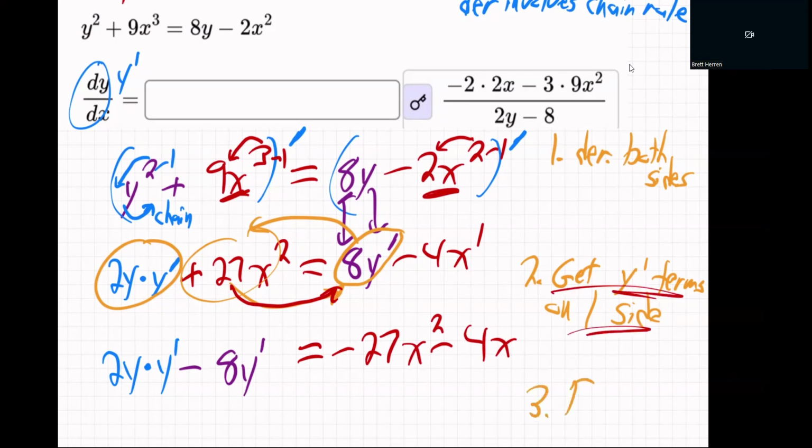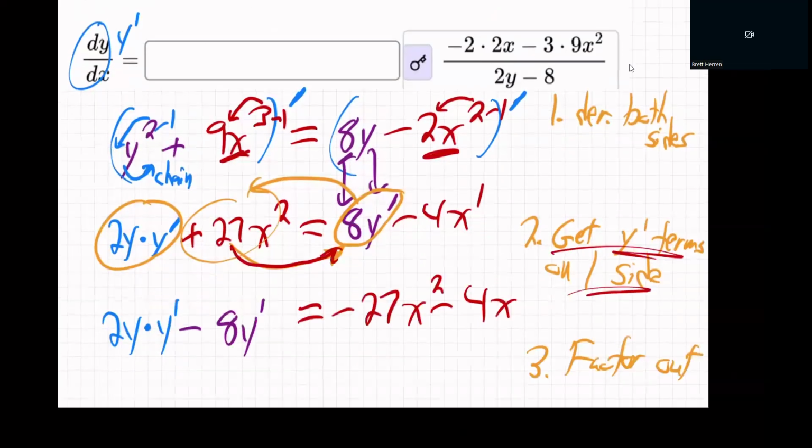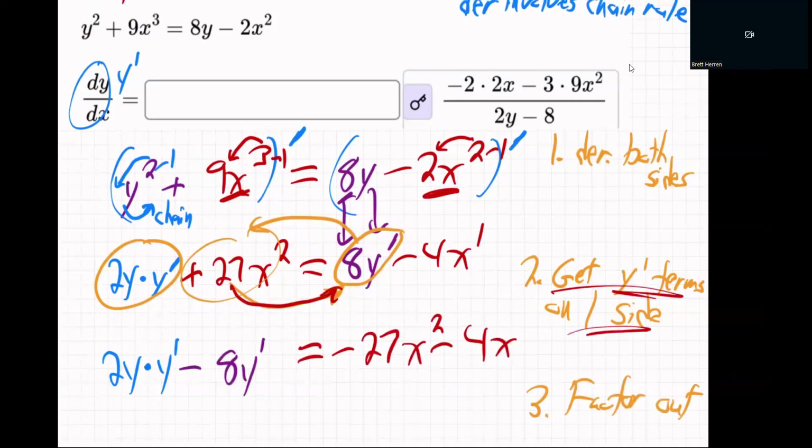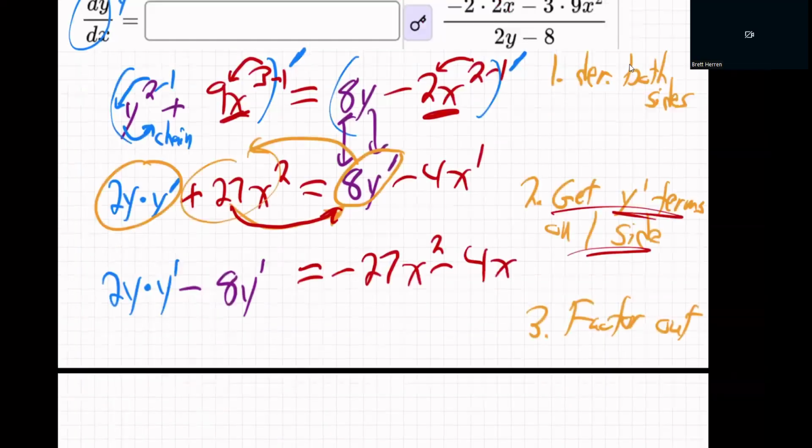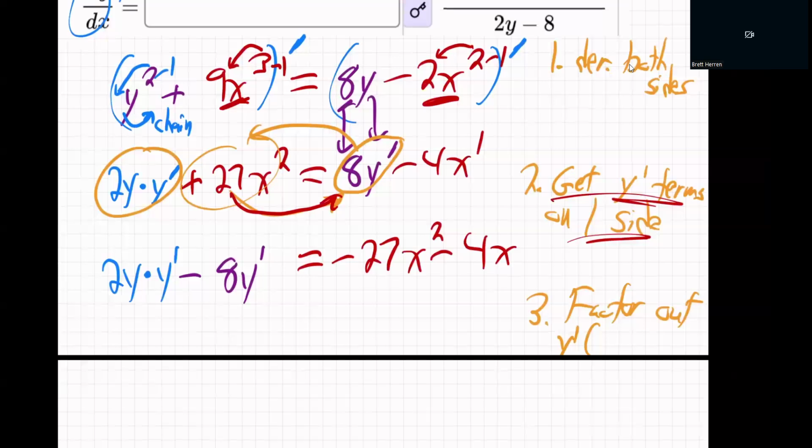Step 3, factor out y prime with a big old parenthesis. So y prime parenthesis. What's that leaving there? 2y minus 8. That y prime goes there and the y prime goes there, and it goes right back. So factor that out.